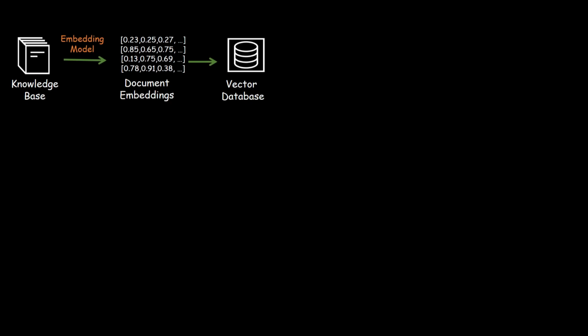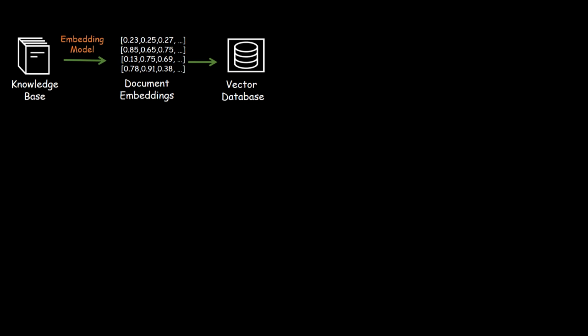But how is this retriever able to find relevant documents? Let's see what is happening under the hood. Your knowledge base consists of multiple documents which are passed to an embedding model. The purpose of this embedding model is to convert each of these documents into vectors of numbers, also known as document embeddings. These embeddings are then stored in something called a vector database, so that we do not have to calculate these embeddings again and again.